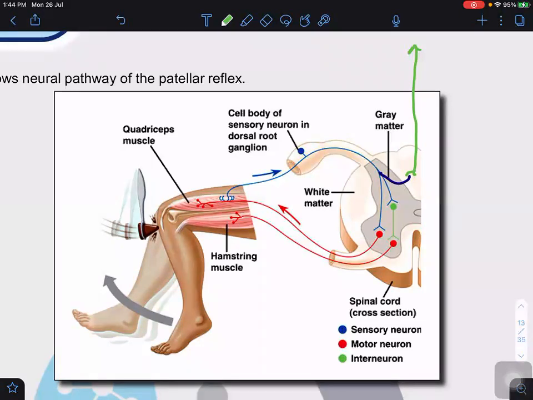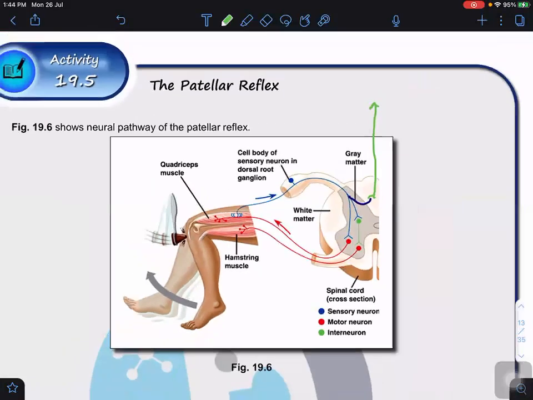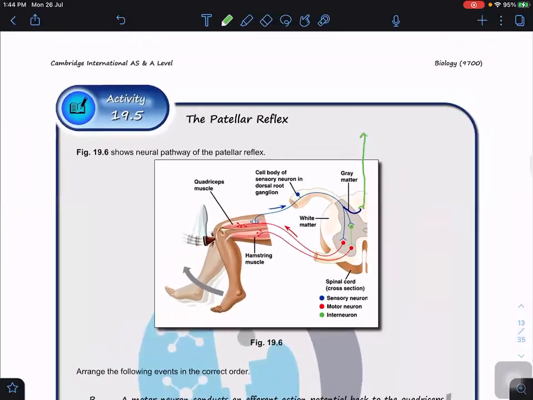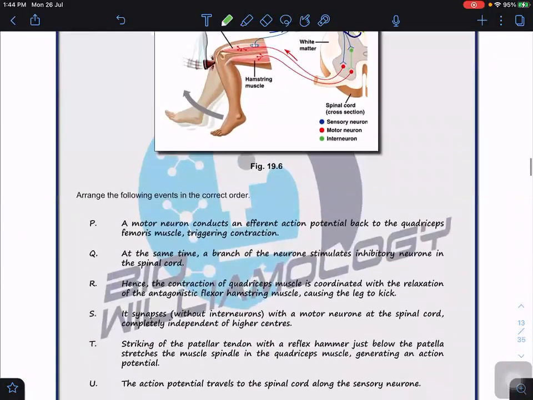Okay, you touch the hot surface, immediately remove. Okay, that is called reflex actions. So we'll continue with the patella reflex here.